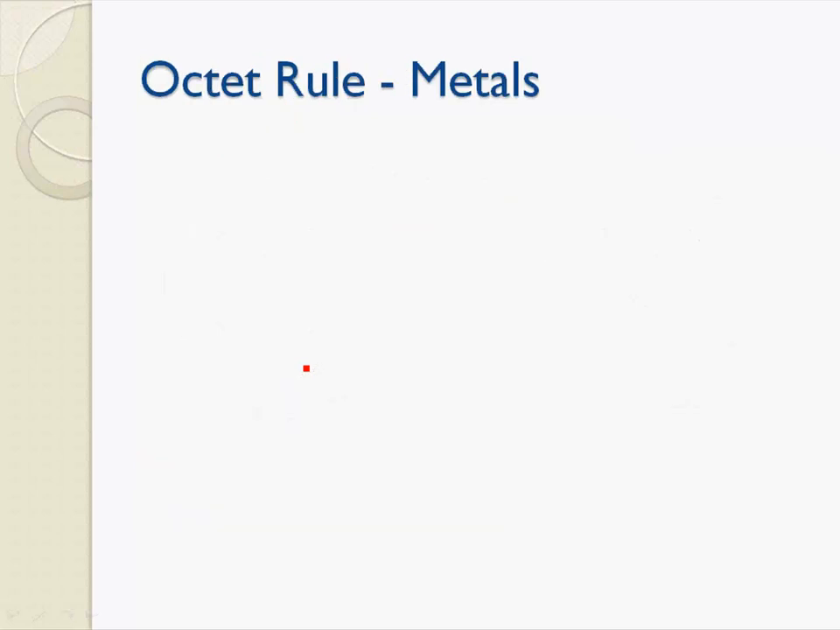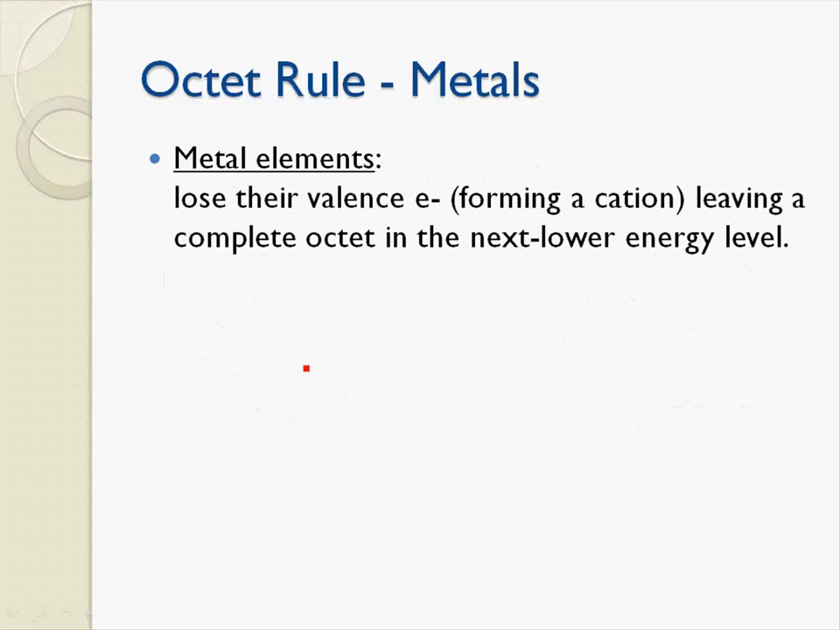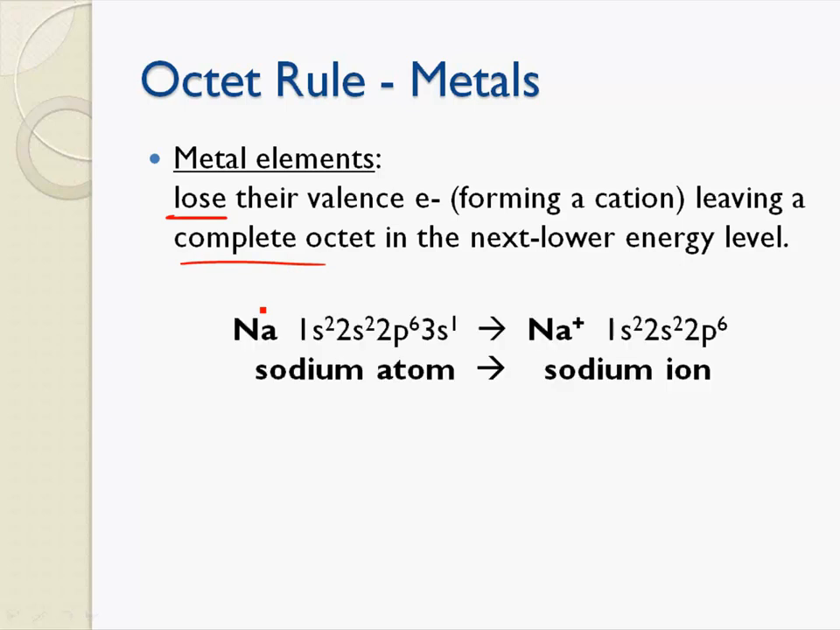Now, what does this mean for metals? Okay? Metals are going to lose their valence electrons, and that's going to make a complete octet in the next lower energy level. Okay? Let's talk about what happens to the electron configuration.